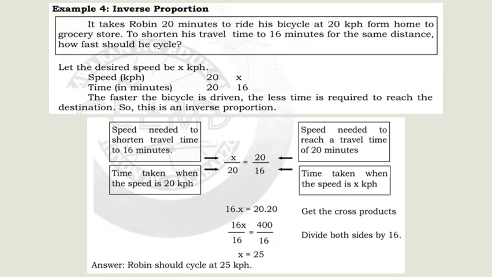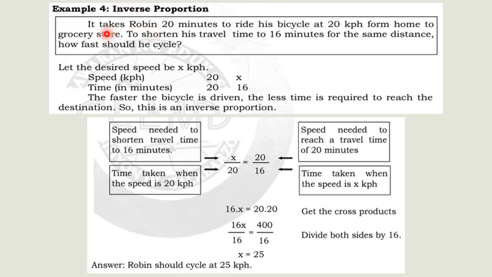Ngayon, ito naman yung second type ng ating proportion. Tinatawag siyang inverse proportion. So, inverse, kabaliktaran. So, yung direct, diretso siya. Kapag tumaas, tataas din yung isa. Kapag bumaba, bababa din yung isa. Pag sinabi natin inverse, kapag tumaas yung isa, bababa naman yung isa. So, ang kadalasan itong ginagamit sa mga speed or sa bilis.